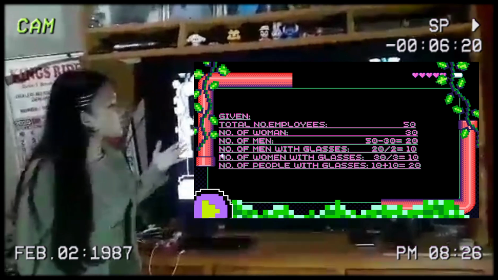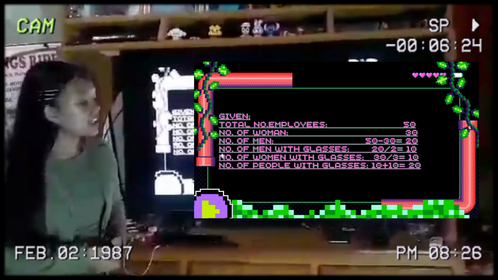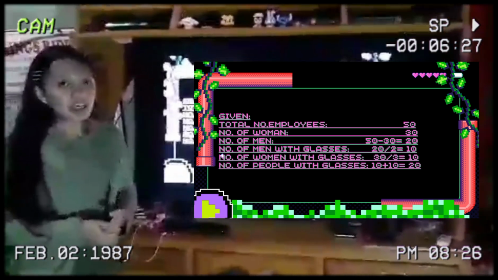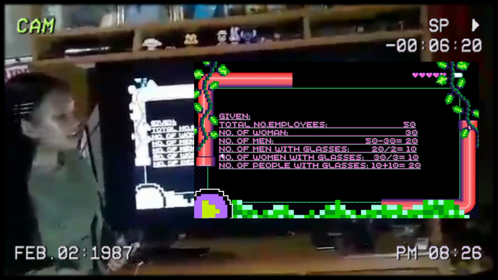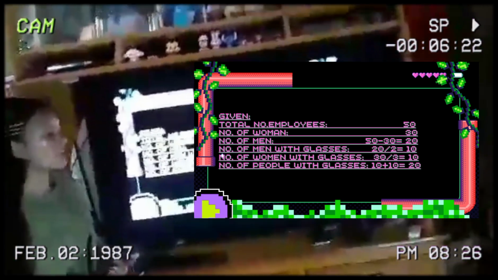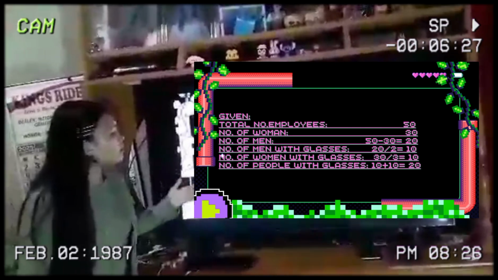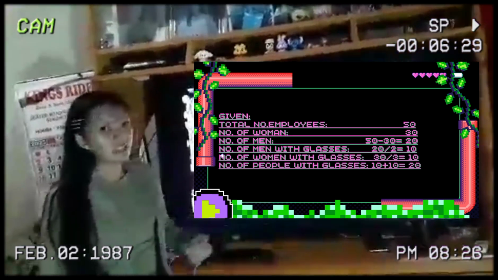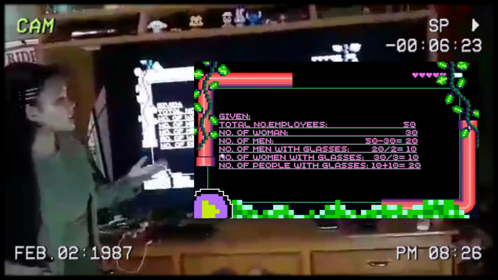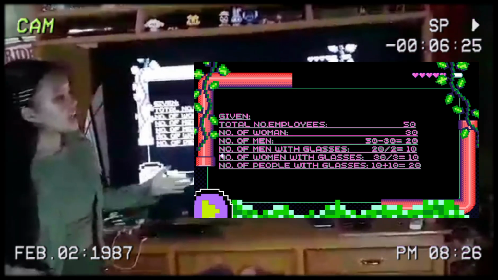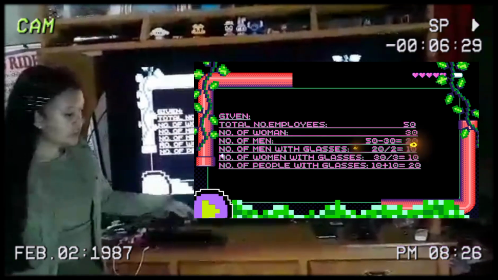Then, for the number of women with glasses, we divide 30 by 3, since only a third of the women wear glasses. So, 30 divided by 3 is equal to 10. Then, for the number of people with glasses, we just add the number of men with glasses and the number of women with glasses. So, 10 plus 10 is equal to 20. So, our number of people with glasses is 20.